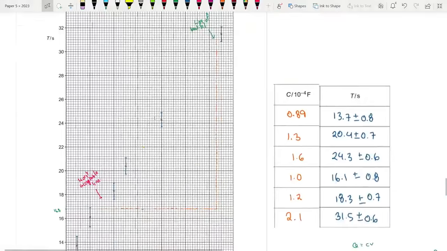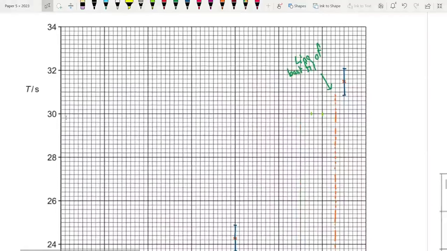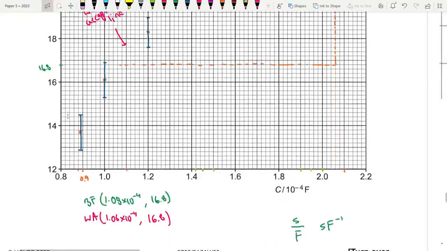All of these will be vertical. You can match with me. I'll just zoom in for you guys. It should be something like this, okay?